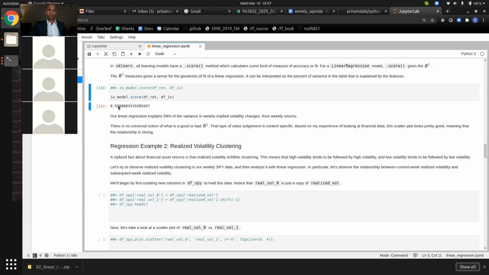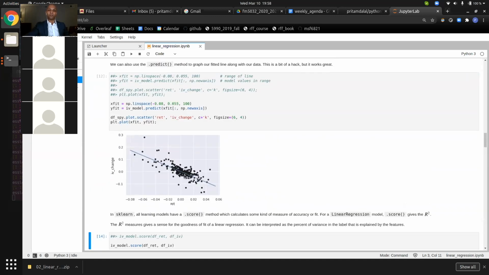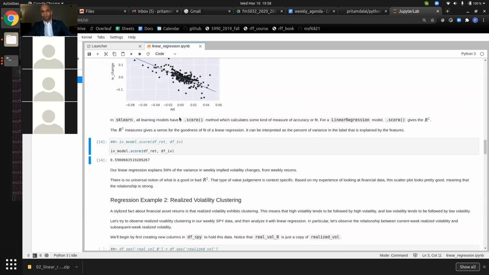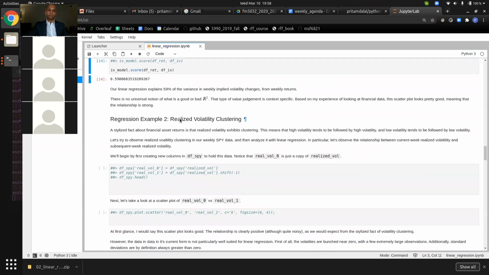One dose of reality I want to put in here is that this isn't really a predictive model in the sense that these two occurrences are happening simultaneously, right? It's not like returns, and we'll see in the realized volatility clustering, more of a true predictive type of model where the R squared is a lot lower. So it looks like the relationship's really strong, but we're sort of observing things that are happening simultaneously. Any questions on any of that?